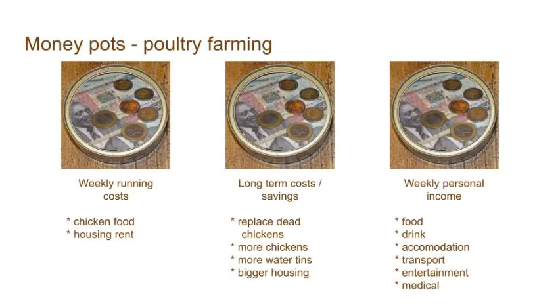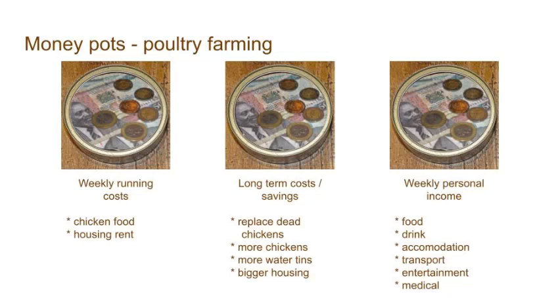In terms of long-term savings costs, and here you are likely to want to put money aside every week, save money every week for things like replacing chickens that have died. Again, you might want to increase your stocking, buy more chickens in the future to make your business bigger. And then there are things like water tins for the chickens, a bigger housing. So in other words, the long-term savings costs pot will enable you to grow the business.